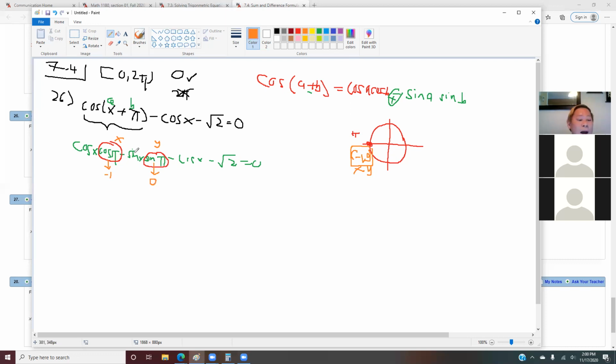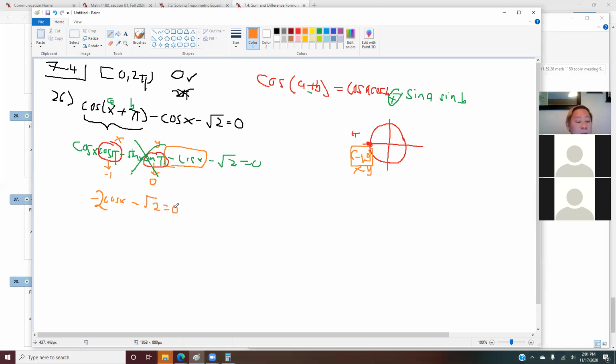So anything multiplied by 0, this one is bye-bye, because sine X times 0 is 0. And what is cosine X times -1? You will get negative cosine X, right? And then you have another negative cosine X. So how many negative cosine X do we have? We got -2. And then we have a -2 equals to 0.